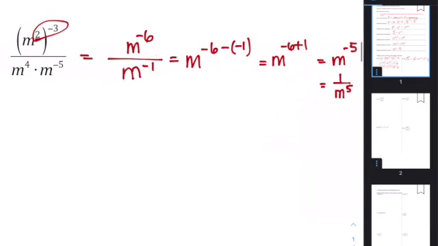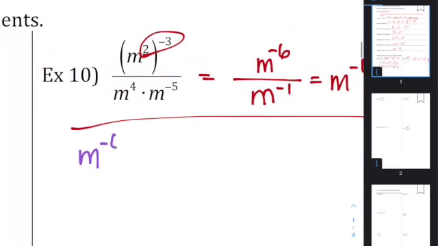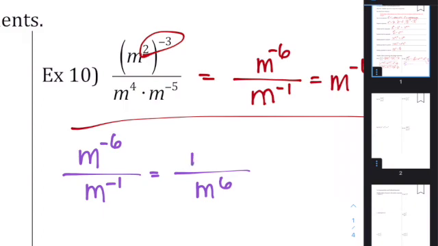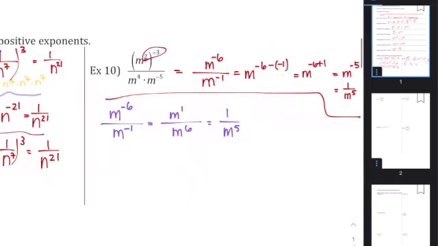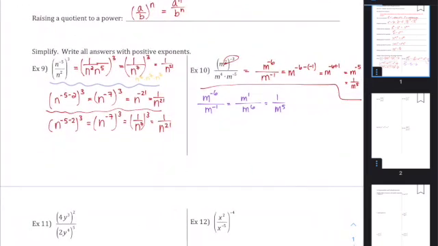Or you can do it another way. m to the negative 6 over m to the negative 1. Flip top and bottom because they both have negative. m to the 6, m to the 1st. And then if you want to, you can just say the bottom is bigger, has more, m to the 5th, with 1 on top. I don't care which way you do it. But did you guys notice I follow all my rules correctly? There's more ways than that.